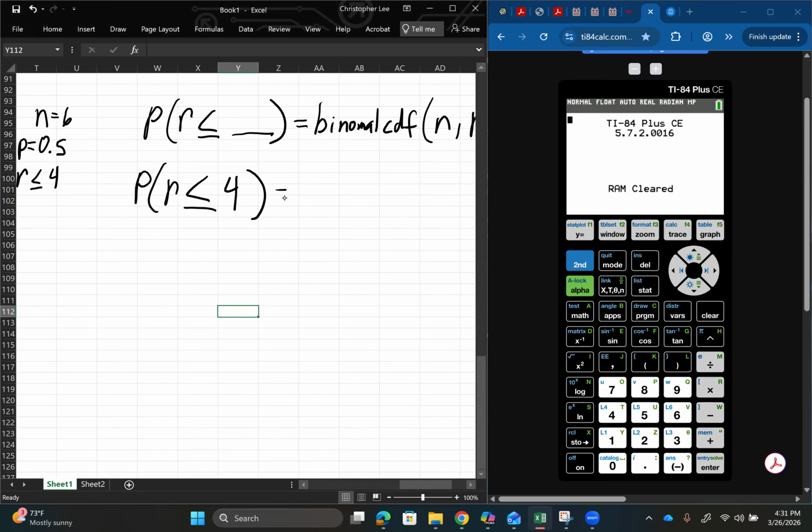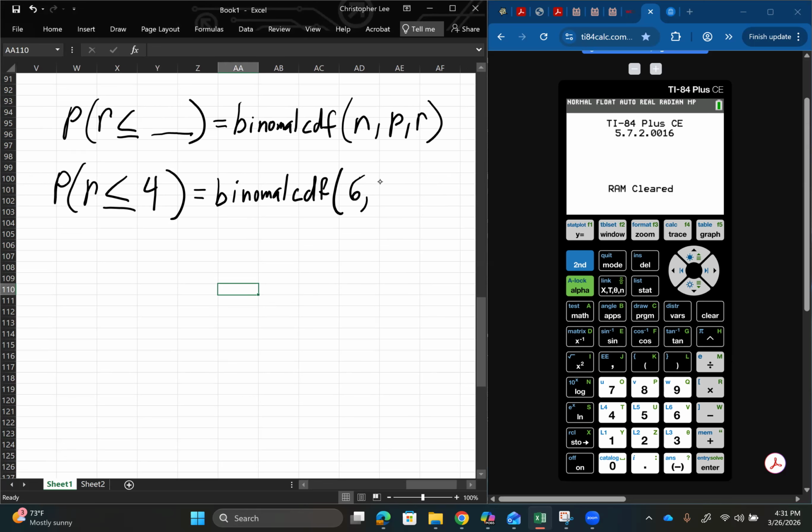this is going to be a binomial CDF. Your N is 6, your P is 0.5. Sorry about that. And your R is 4. Okay. And after that, you just write the answer.